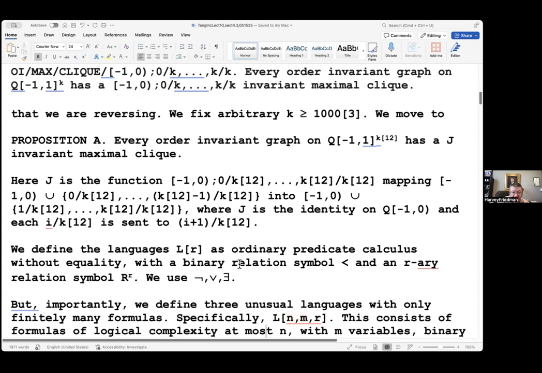Okay, we define the languages L of R. These languages are the totally standard ones, almost totally standard ones, of ordinary predicate calculus with equality, with a binary relation less than and the R-ary relation R. And we use these logical operations to simplify things. Here we have full closure under the logical operations. And we don't use equality. It turns out that when we do stuff, equality will be obviously defined in the structures we're talking about. So there's no reason to put equality in.